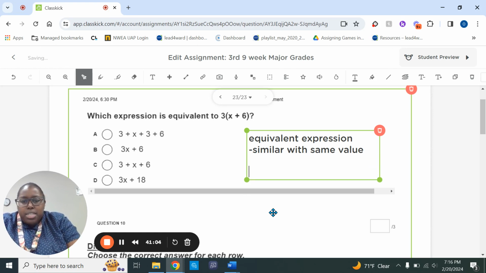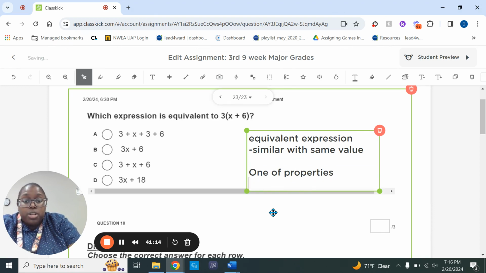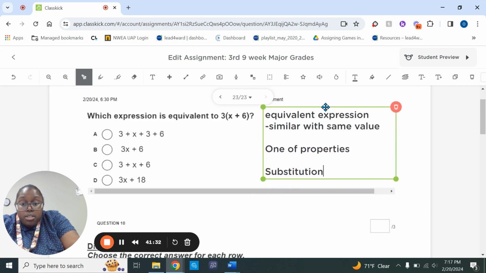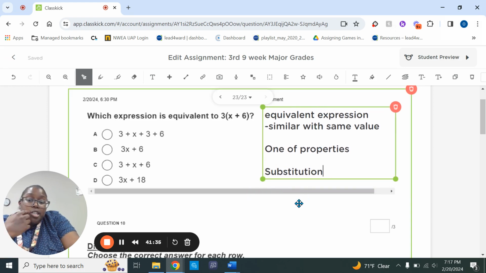Now, this is a property type question, so you are going to need one of the properties. I'm not going to tell you which one, because I need you to figure it out for yourself so you're able to identify it later. Now, if you don't want to use one of the properties, that's fine. The other thing you can do is substitution. For the ones that didn't understand me when I said substitution earlier on, substitution is basically when you place a number inside to see if it gives you the same thing.